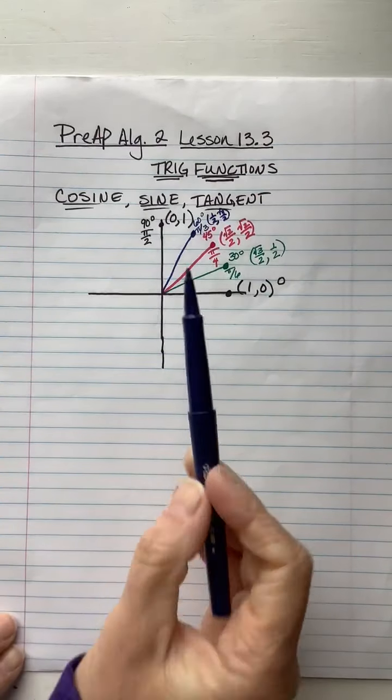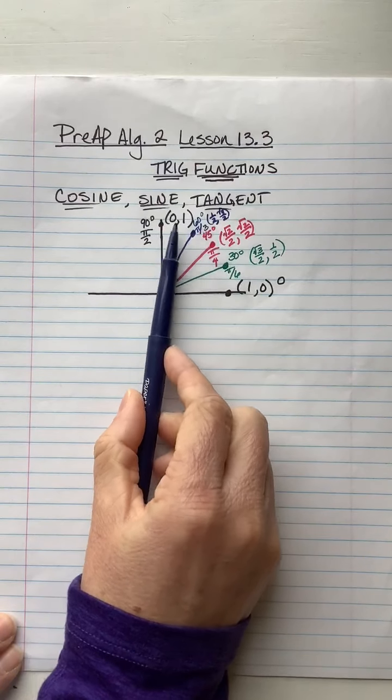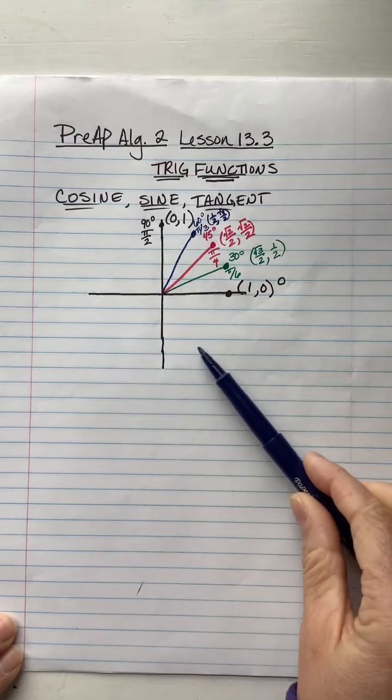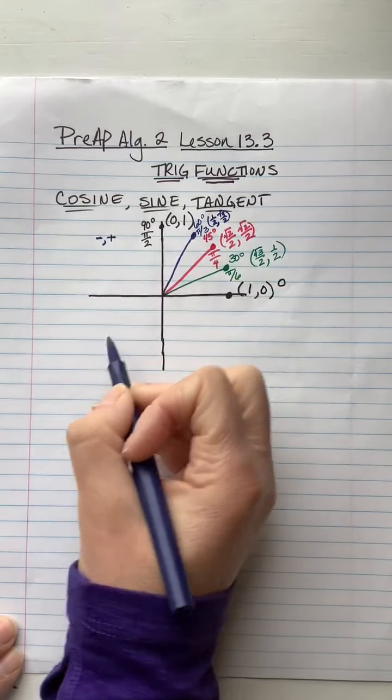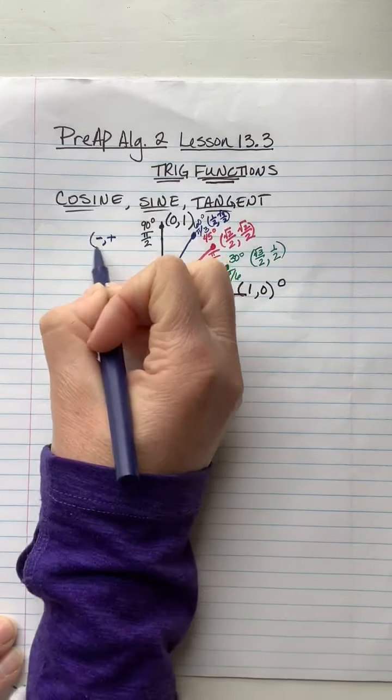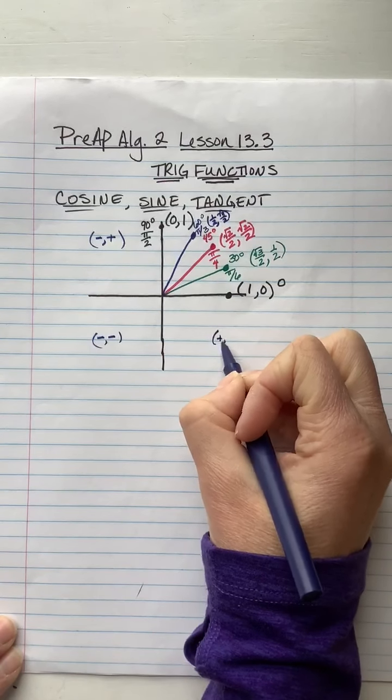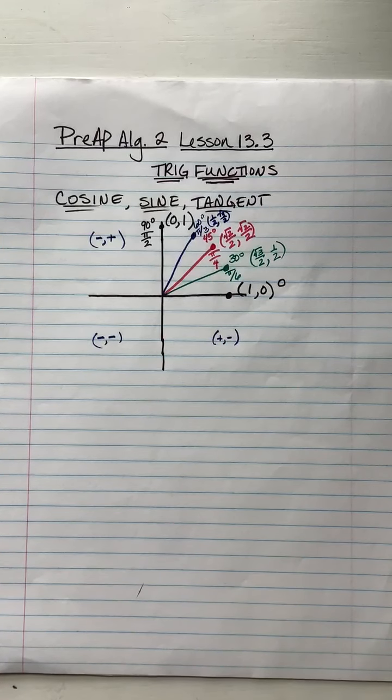Okay, so as you know from the unit circle from last week, we are going to continue this pattern all the way around to my various quadrants. So we're going to end up with negative, positive, negative, negative, and then positive, negative in the fourth quadrant.